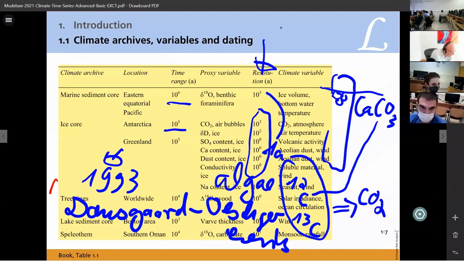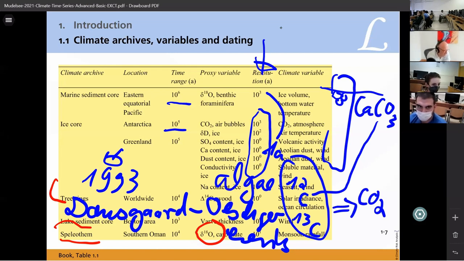Then we have the tree rings, of course, and we have lake sediment cores and speleothems. Very different archives, and many people in paleoclimate work on just the one archive. They go to the field, to the caves, and take speleothems to sample the past climates. And they measure then 18O, which is also a proxy, an indicator variable for climate.